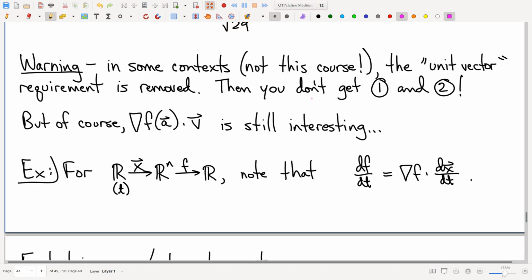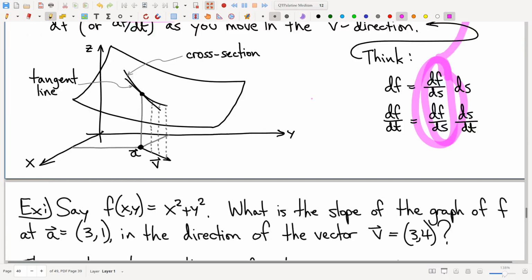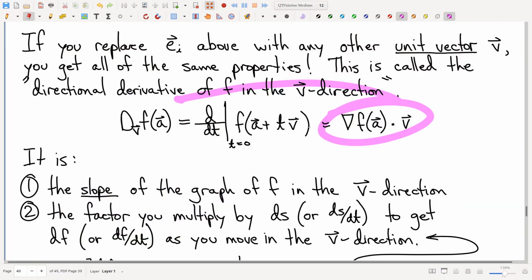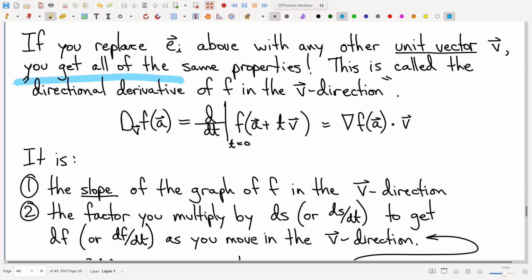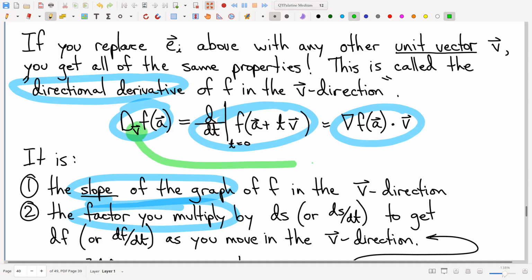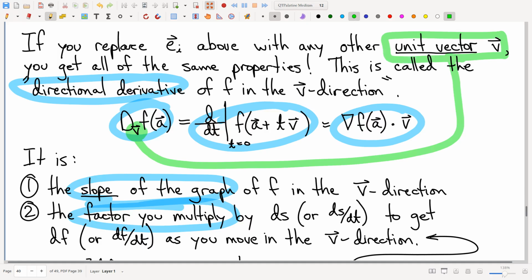Let me start off being clear about what we're going to do in this course. In this course, this is the definition of the directional derivative. Let me be perfectly clear, and I'm going to highlight here. So the directional derivative, noted by that, is defined as this, computed by that, interpreted as a slope or a multiplicative factor, with the understanding that this is only when v is a unit vector.